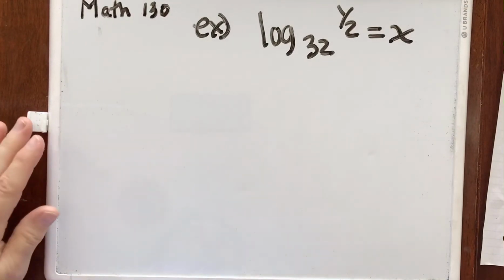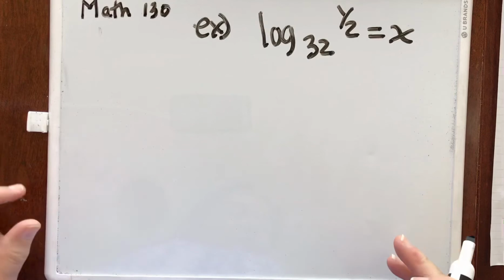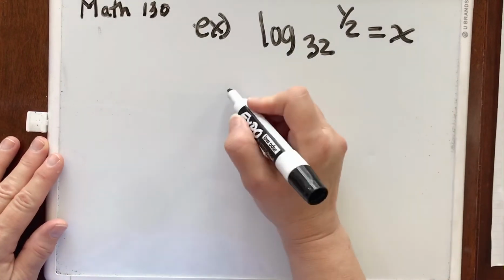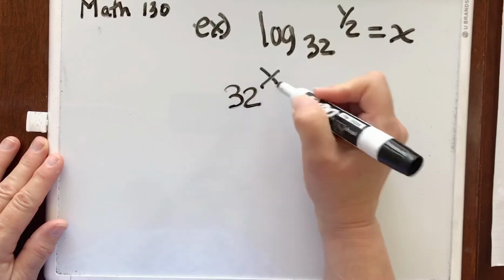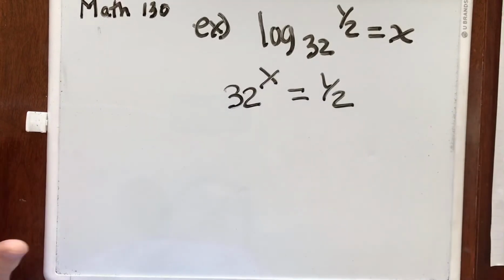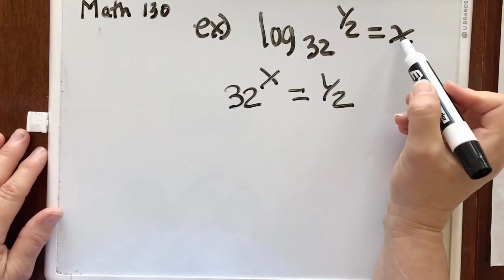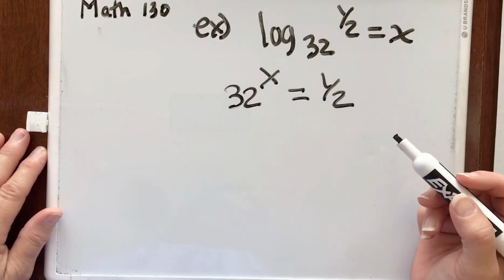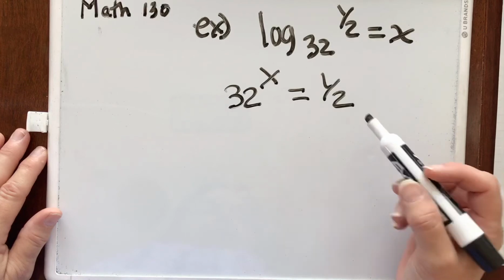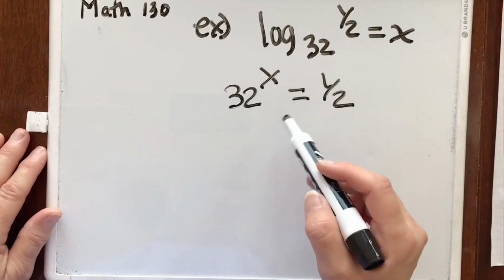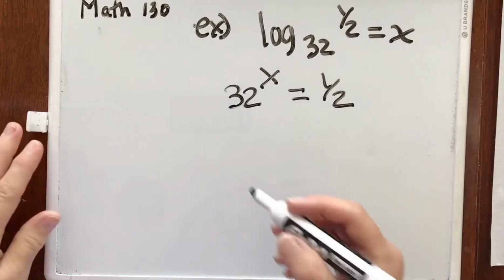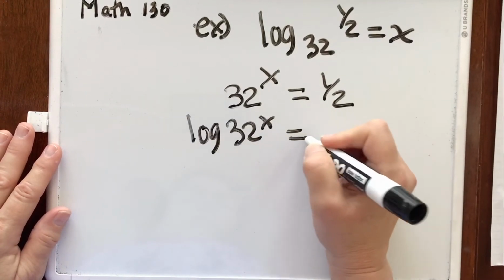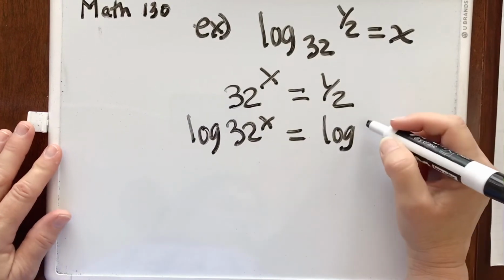Okay, so we first have to translate this. We know x is an exponent to this base 32. 32 to the x equals 1/2. See how easy that was? This is the exponent, this is the base. 32 to the x equals 1/2. Okay, so we're going to solve for this. Right now we don't know how to do this just looking at it, right? But we have learned previously if we log both sides, we could solve this. All right?